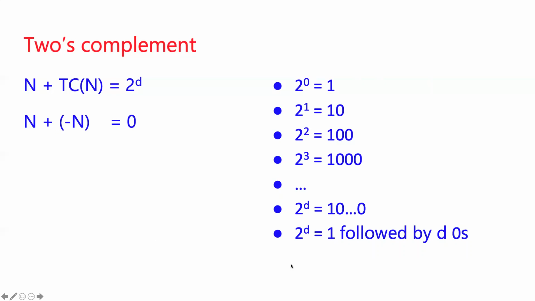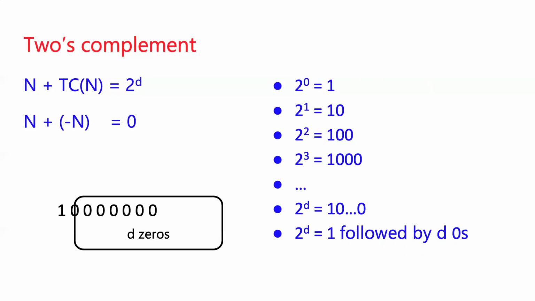If you're representing numbers as d bit values, you've got room for d bits, then all d of those bits are going to be 0 whenever you add up a number with its 2's complement. That 1 is going to be off the end of the representation. It's going to effectively be, like I said a moment ago, a carry out of the high order bit.